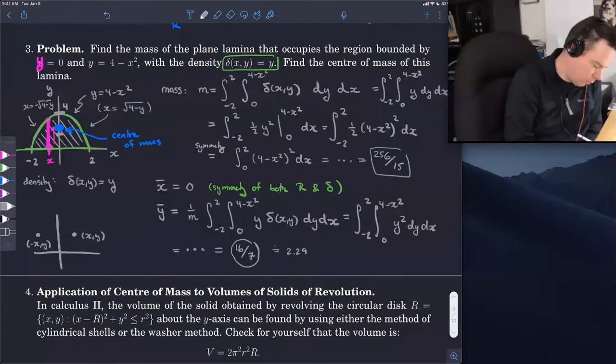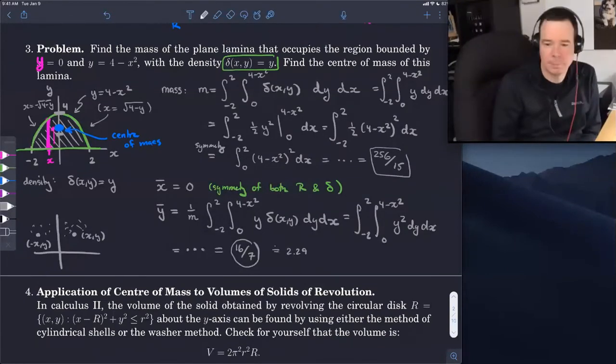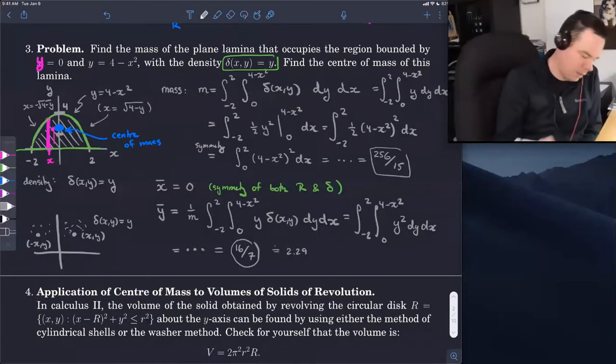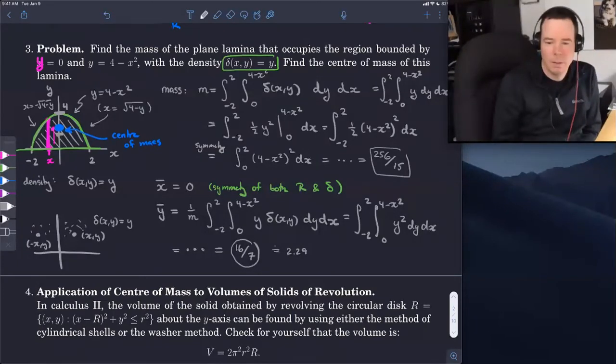True for all points. But isn't their x values different? Their x values are different, but their densities are not, because the density just depends on, in this case, the y value. Oh, okay, I get it now.